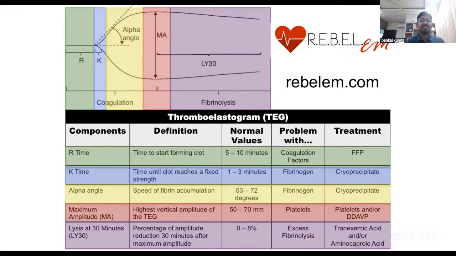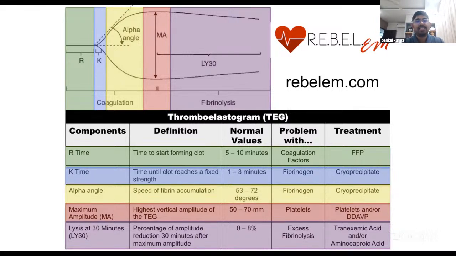The R time is the time to start forming the clot. Normal is 5 to 10 minutes. Primarily looking at the clotting initiation, the coagulation factors are required, so treatment is FFP. K time is the time until the clot reaches a fixed strength. It takes 1 to 3 minutes. But here again, it's the fibrinogen.